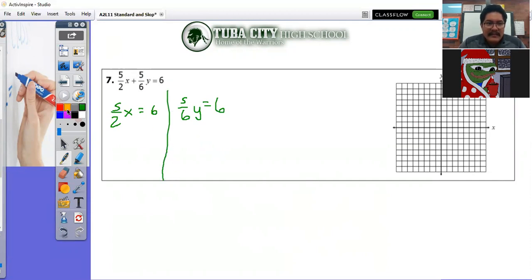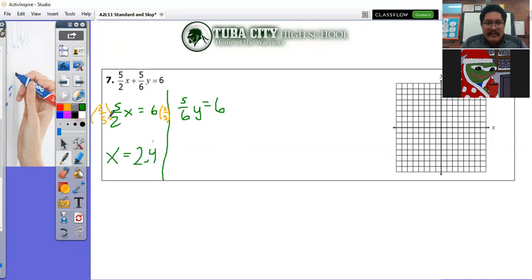And just so these things don't get confused, I'm going to go ahead and put a line there. I should have given myself some more space on this, but I'm going to multiply both sides by 2/5, because 2 times 5 is 10, 5 times 2 is 10, and 10 divided by 10 is 1. And 6 times 2 is 12. And 12 divided by 5. Now, I should have known that one, but it would be 2.4.